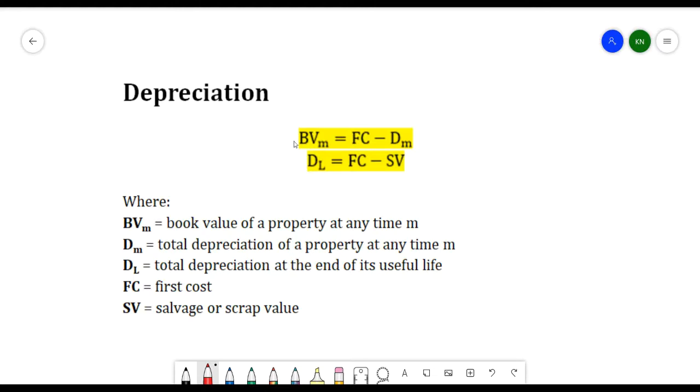Now there is a formula in solving for depreciation. We have the book value, BVM, which is equivalent to FC, the first cost, minus DM. We also have DL, which is equivalent to FC minus SV. The representation of these variables is seen here. BVM is the book value of a property at any time M. DM is the total depreciation of a property at any time M. DL is the total depreciation at the end of its useful life, FC is the first cost, and SV is the salvage or scrap value.